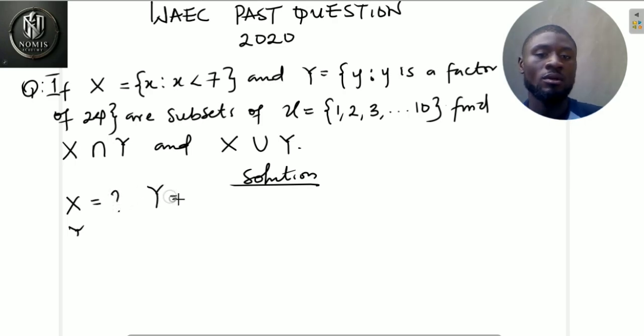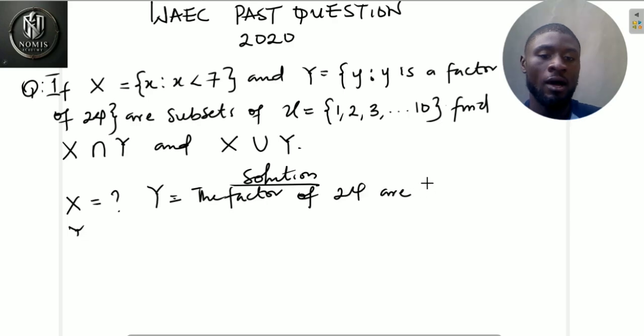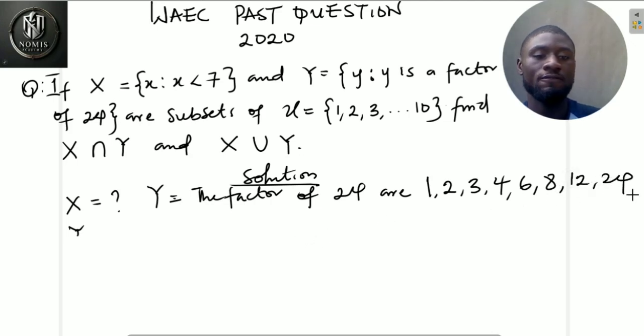The Y says y is such that y is a factor of 24. Okay, let us get out the factors of 24. The factors of 24 are 1, 2, 3, 4, 6, 8, because 8 times 3 gives 24, 12, and 24. So these are the factors of 24.